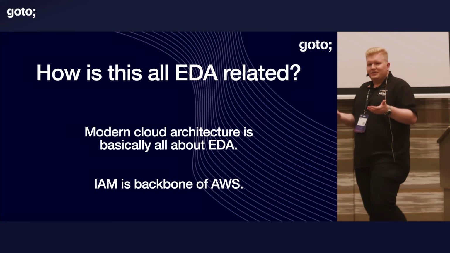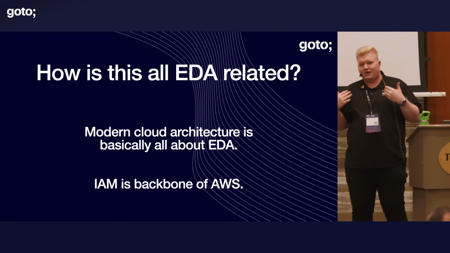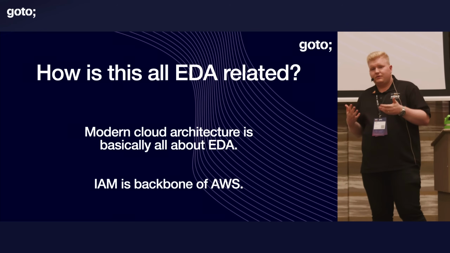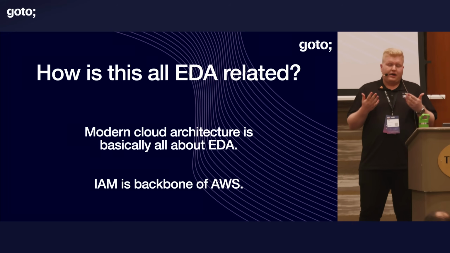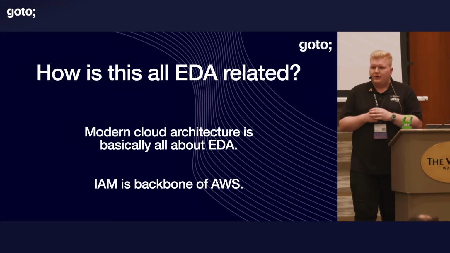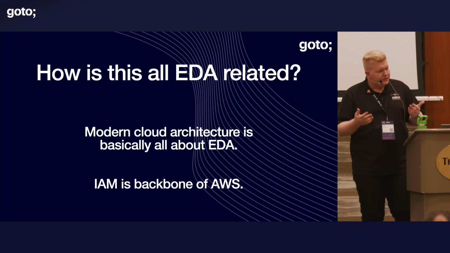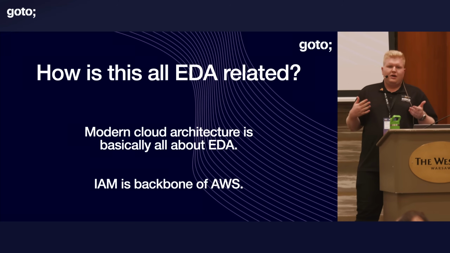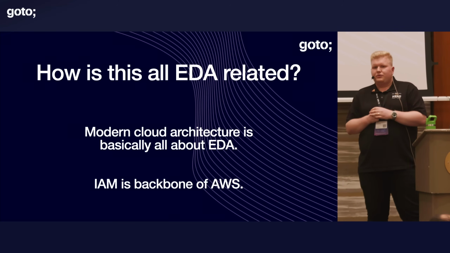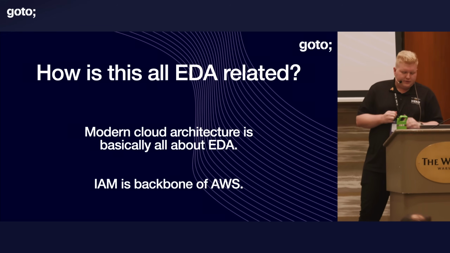How is all this EDA related, you might ask? Modern cloud architecture is all about EDA, I would say, personally. And all of this needs to be secured somehow. So today we are going to talk about IAM, Identity and Access Management, a lot. I think it's good for everyone to know how this works and what different things you can do. I want to give you an idea of what you can do with IAM. And then it's up to you, of course, how you implement it into your startup or project and take advantage of that.